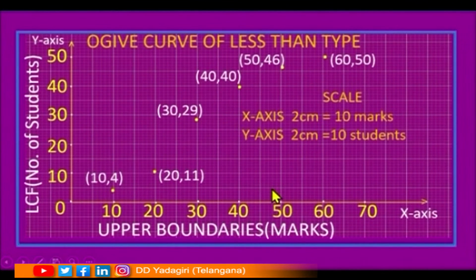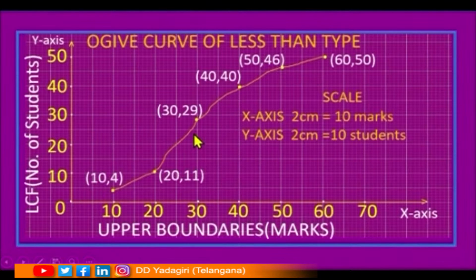Now we are going to represent this with a free hand curve. So you join them with a free hand, so you got a curve here like this. Now what is the shape here? You see that it is almost the shape of S here. So it is an Ogive curve of less than type.